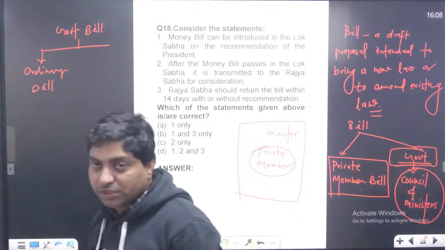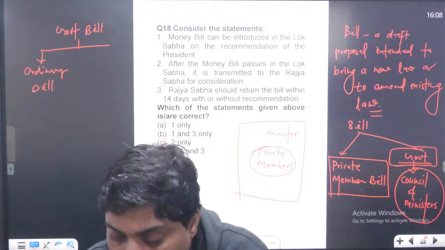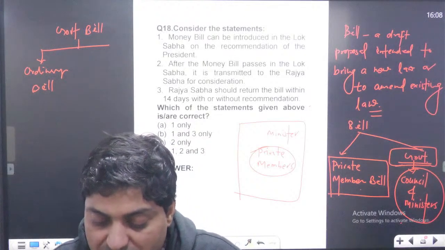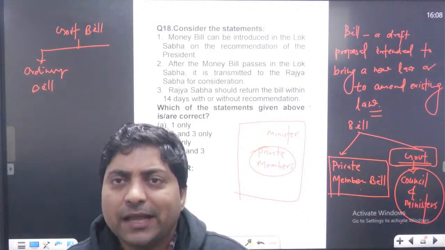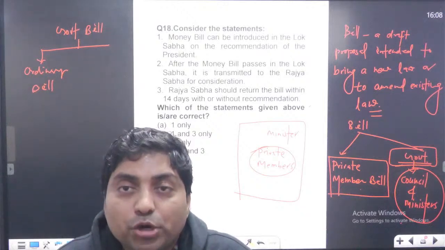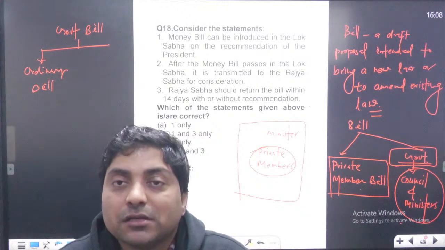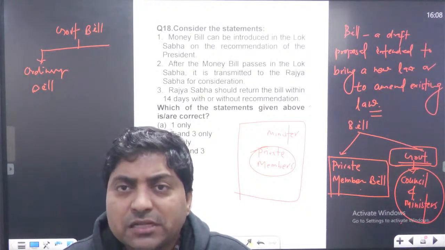What is ordinary bill? Ordinary bill is a bill which is related to ordinary matter. Now, what is ordinary matter? You can see that most of the matters are ordinary matters, like marriage, traffic, pollution, industry, employment. These all are ordinary matters.